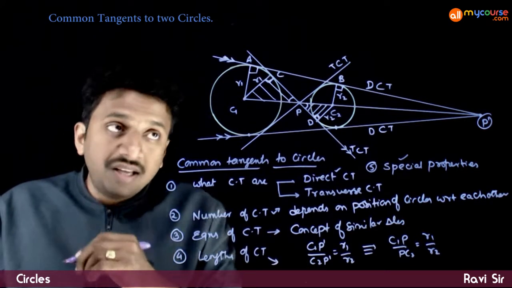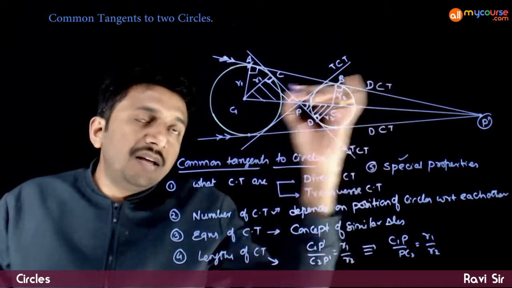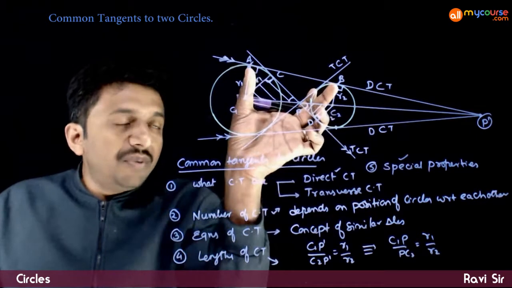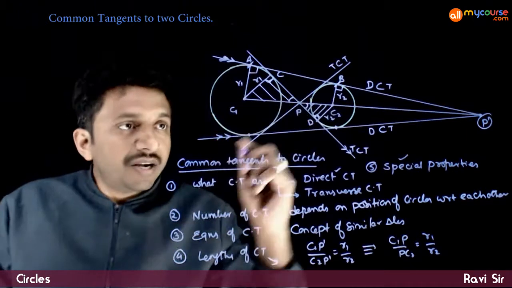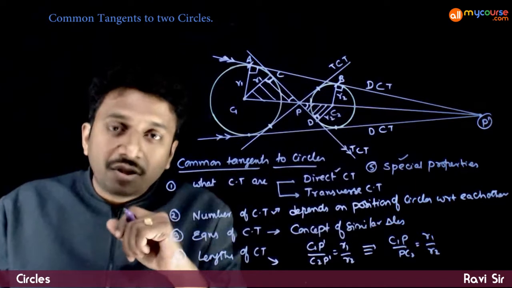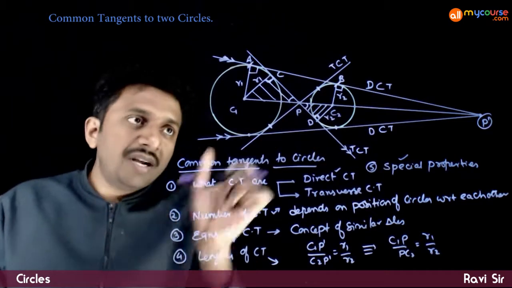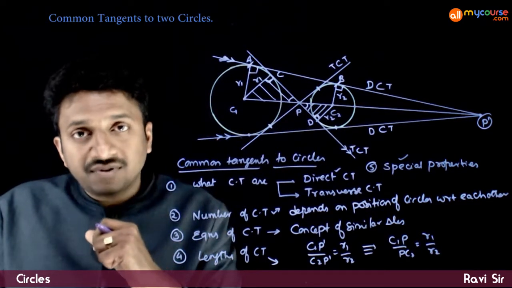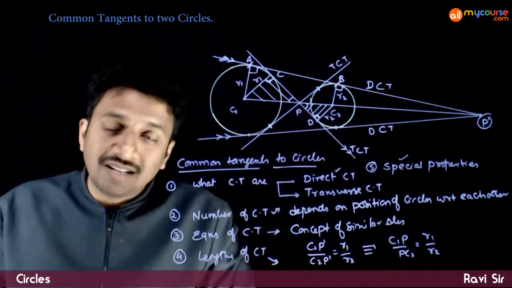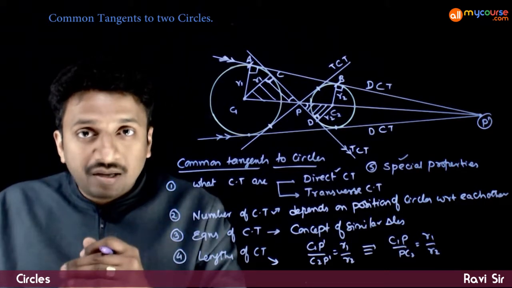Next, we'll see the lengths of common tangents. The distance between A and B, the distance between the points of contact, is called the length of the common tangent. AB is the length of the direct common tangent, and CD is the length of the transverse common tangent. Let us see how to find these lengths if the circles are given. I hope you understand what we are going to see in this topic.